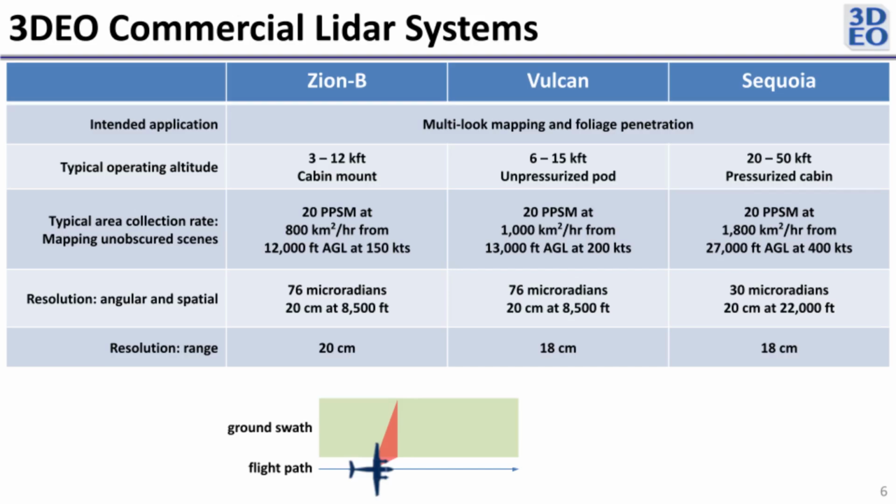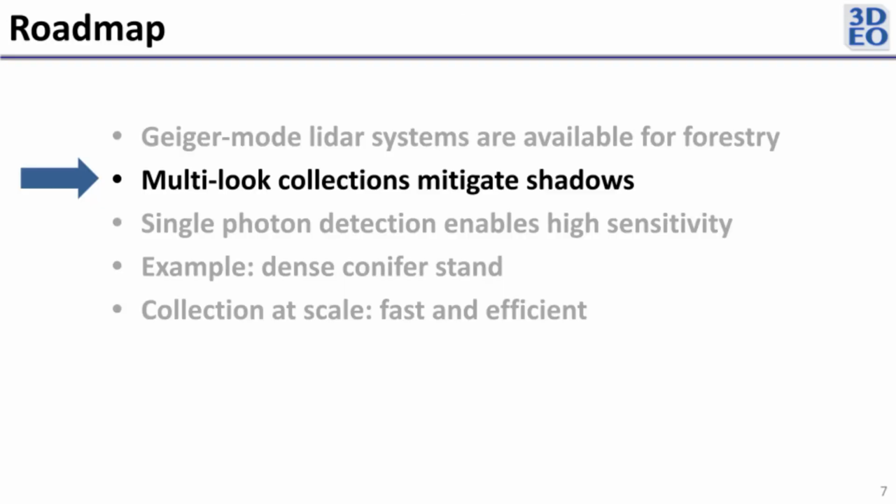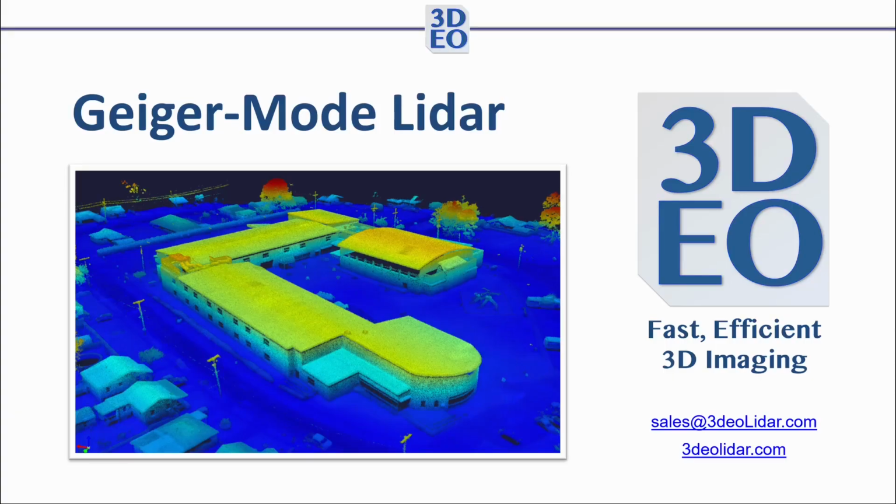Typically, we like to have our systems point to the side a little bit. It gives us the ability to see the side of a building, the side of a tree, and the downside is that you kind of need to turn around and come back and go the other way to get the other side of everything, but you'll hear more about that. Anyway, let's move along. So multi-look collections are really important.